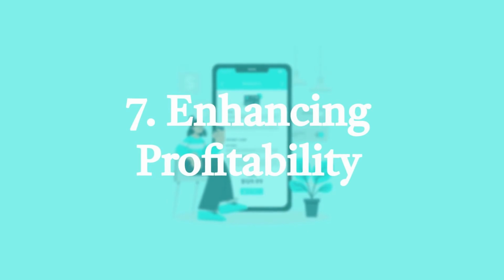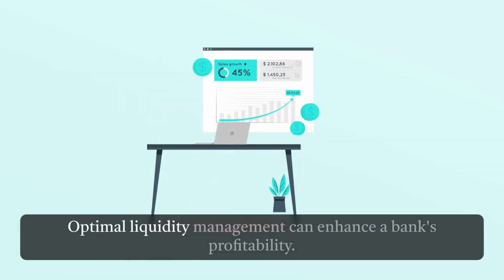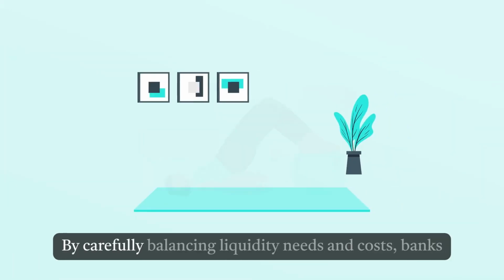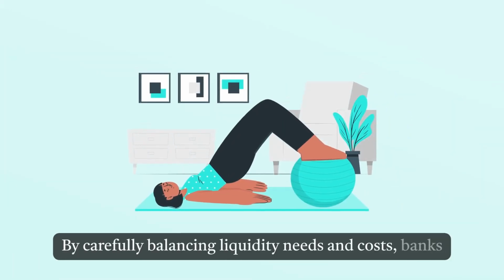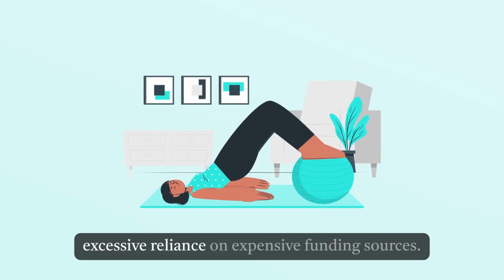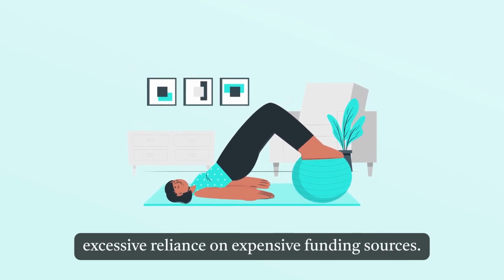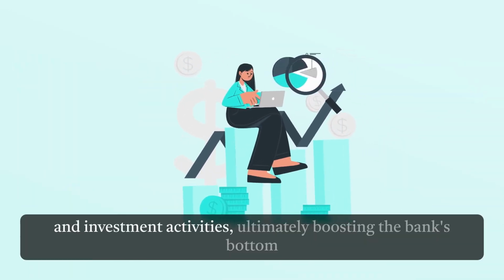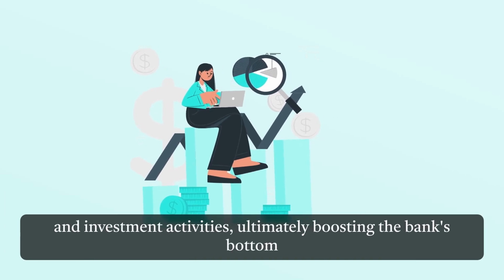7. Enhancing profitability. Optimal liquidity management can enhance a bank's profitability. By carefully balancing liquidity needs and costs, banks can minimize the impact of liquidity hoarding or excessive reliance on expensive funding sources. This can free up capital for profitable lending and investment activities, ultimately boosting the bank's bottom line.